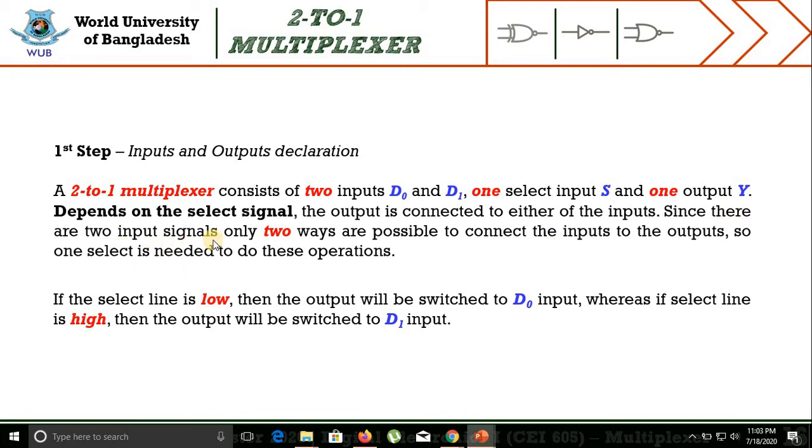Since there are two input signals, only two ways are possible to connect the inputs to the output. So one select is needed to do these operations. If the select line is low, then the output will be switched to the D0 input. Remember these things carefully. I repeat it again for you. If the select line is low, then the output will be switched to the D0 input, whereas if the select line is high, in that case, the output will be switched to the D1 input. So let's move into the next step.